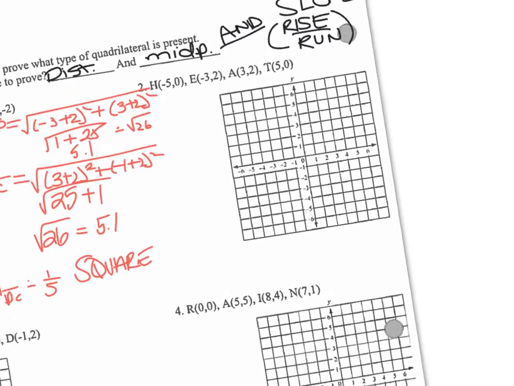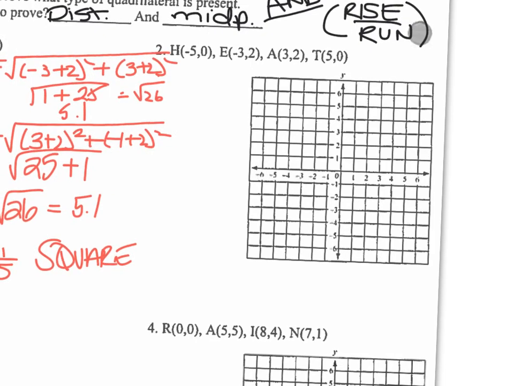So now let's look at example 2. I'm going to plot negative 5, 0 is H. Negative 3, 2 is E, 3, 2 is A, and 5, 0 is T.